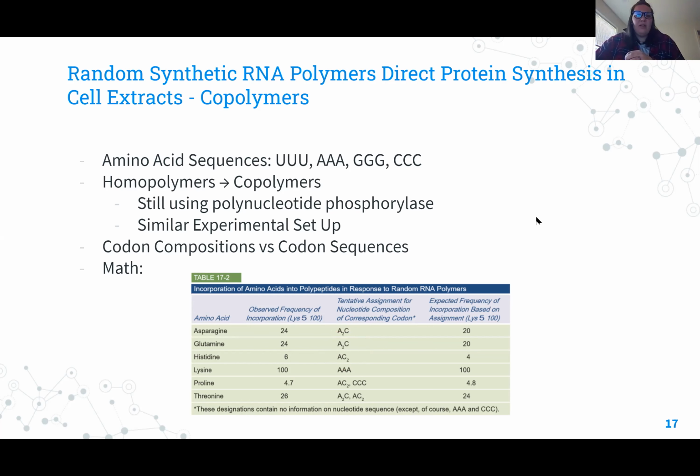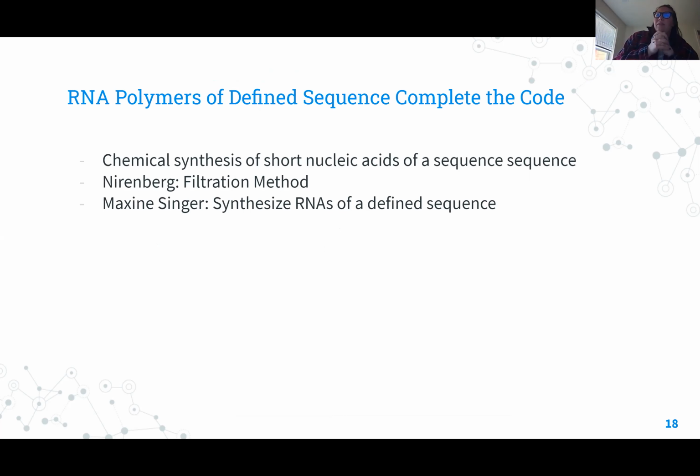RNA polymers of defined sequence complete the code. So this is really important because chemical synthesis of short nucleic acids of a defined sequence was needed to complete this genetic code. This is our 3rd step. This is kind of where we get into the 3-ish part. This is like 3rd step, part 1.